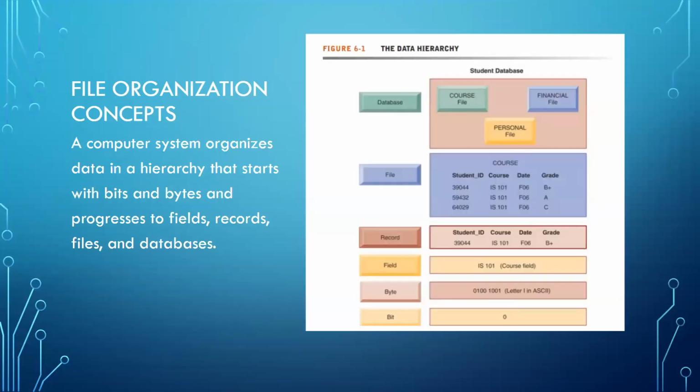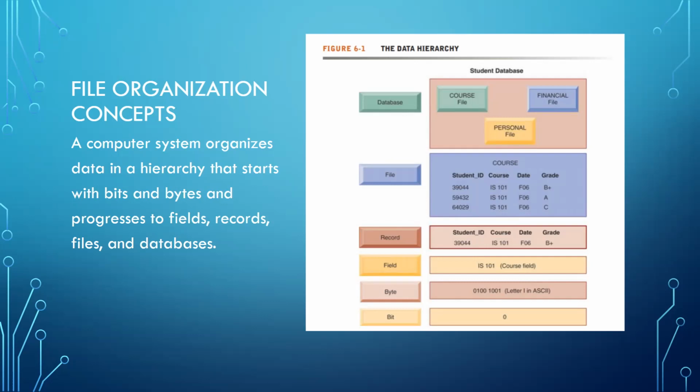And the next slide. So let us study the file organization concepts. So a computer system organizes data in a hierarchy that starts with bits and bytes and progresses to fields, records, files, and databases. So we have here the data hierarchy. It starts with a bit. So the bit represents a 0 or a 1. And bits can be grouped to form a byte to represent a one character, number, or symbol. And then the bytes can be grouped to form a field.